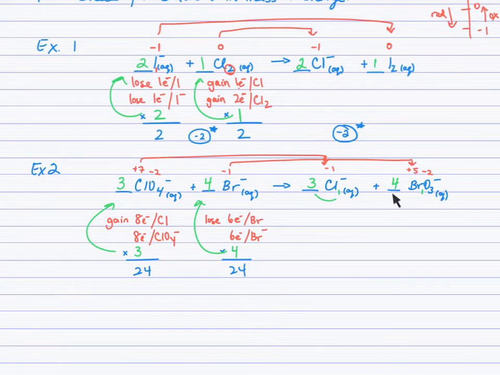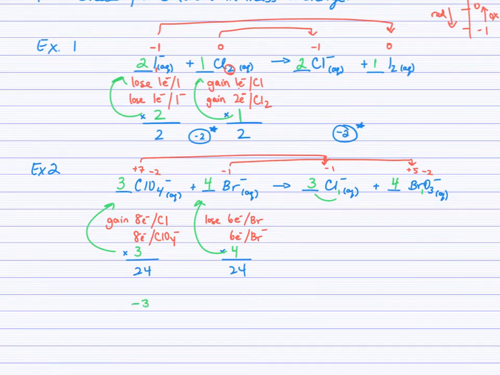So again, we do not have to add any water to balance the oxygen, and therefore no hydrogen ion, and so we can check for mass and charge. So 3 chlorine, 4 bromine, 12 oxygens, and now we check for charge. And so we have 3 particles here with a -1 charge each, that's -3, and 4 particles here with a -1 charge, so that's -4.